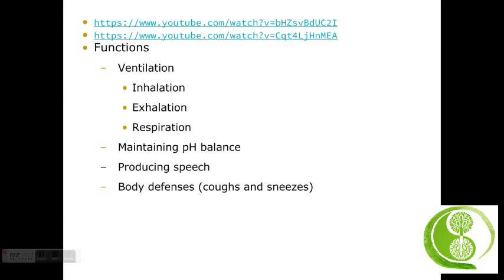Okay, so what are the functions of the respiratory system? Well, the obvious would be ventilation or breathing. The respiratory system moves air in and out of the lungs, also known as ventilation. In addition, it also cooperates with the circulatory system to perform respiration, which provides oxygen to the body and removes the carbon dioxide.